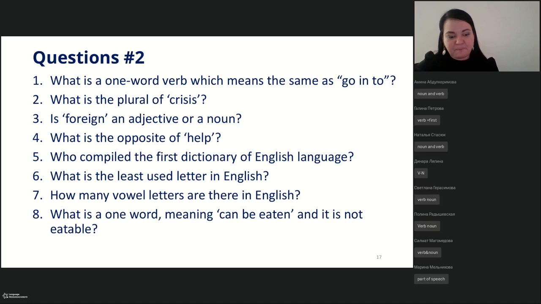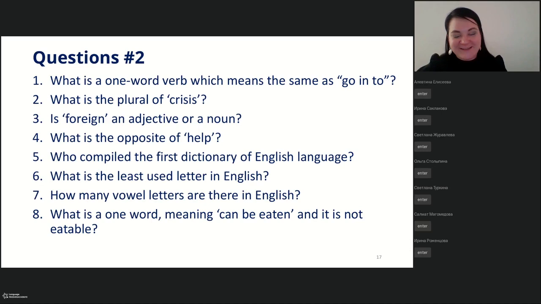So can anyone type what a one word verb means, which means the same as go into? Enter. Thank you very much, Alevtina. Irina, fantastic. The fastest ones, right? Okay. The second question is, what is the plural of crisis? Okay, thank you. Crises. Fantastic. Question number three. Is foreign an adjective or a noun? Fantastic. It's an adjective.